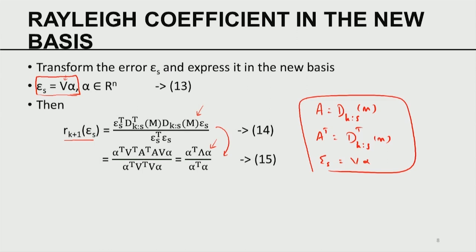The real kicker: the numerator and the denominator get simplified. A transpose A V is equal to lambda V, because the columns of V are the eigenvectors of that. Therefore, V transpose A V is equal to lambda, and that is exactly what is occurring in the numerator. Therefore, this complex matrix in the numerator becomes simplified as a diagonal matrix. We also know V transpose V is equal to V V transpose, which again comes from the orthogonality of the eigenvectors, and that is equal to I. The denominator gets simplified by this. Therefore, I have decoupled both the numerator and the denominator from the dependence.